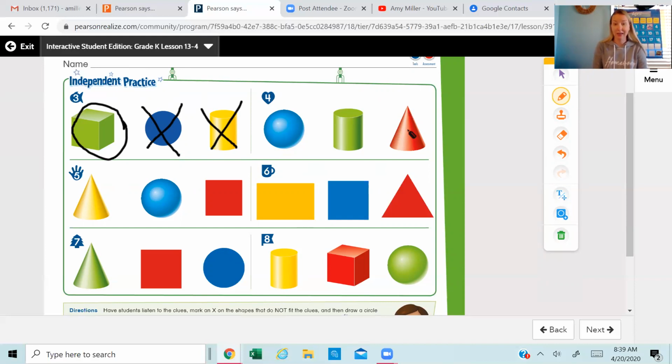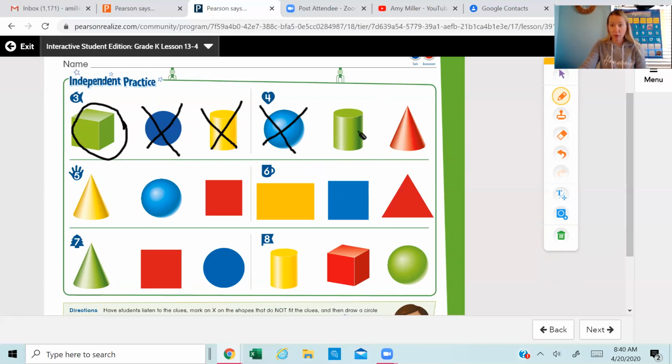The next clue is I can slide. So it has to have a flat surface to be able to slide. Can a sphere slide? No, a sphere rolls. Can a cylinder slide? It has 2 flat surfaces. Yes. And can a cone slide? It has 1 flat surface on the bottom. Yes, you could slide those across the surface. All right, so we can't cross any off with that clue.